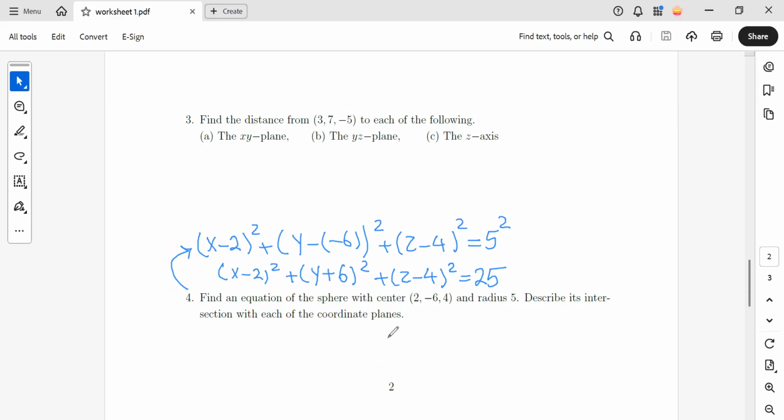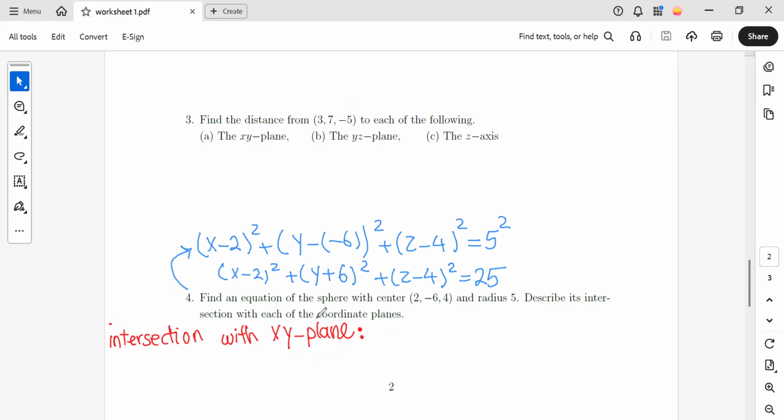Next part, describing its intersection with each of the coordinate planes. So first of all, if we want to find the intersection with xy plane, because this is one of the coordinate planes. So what does it mean?